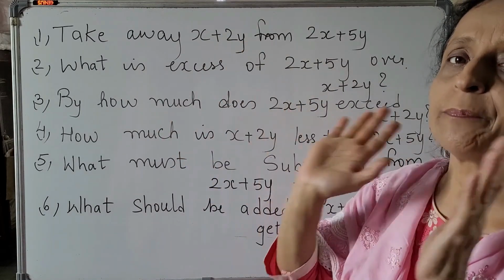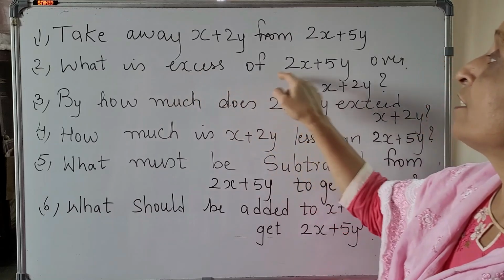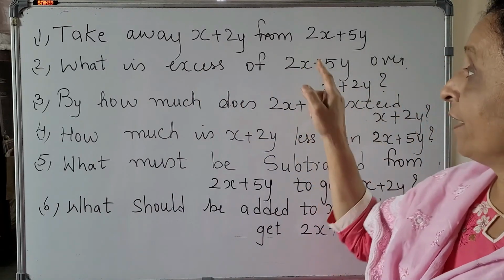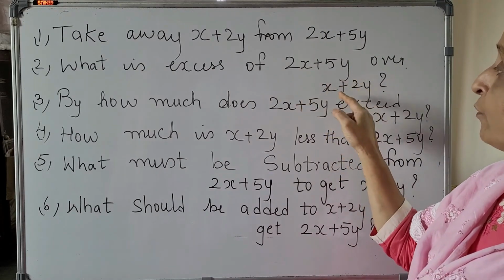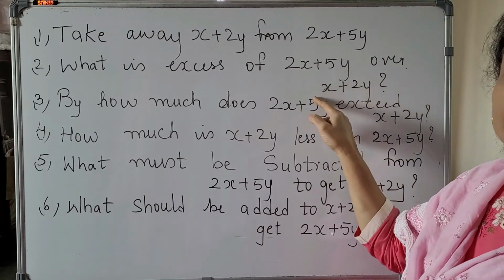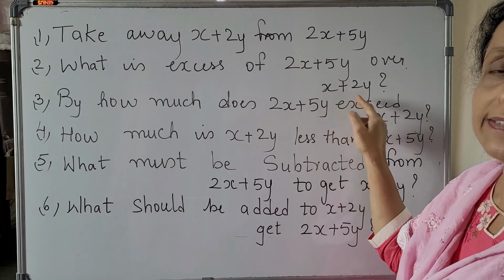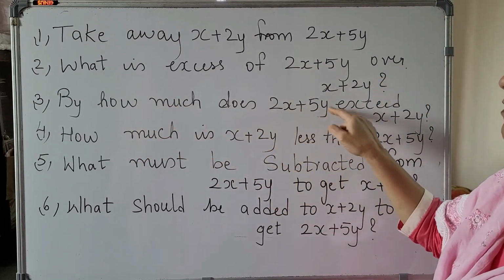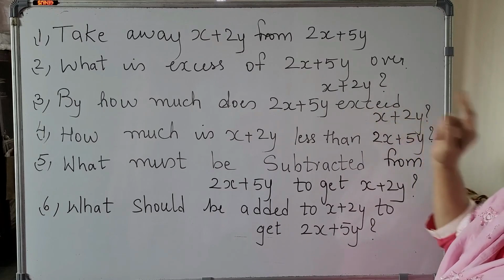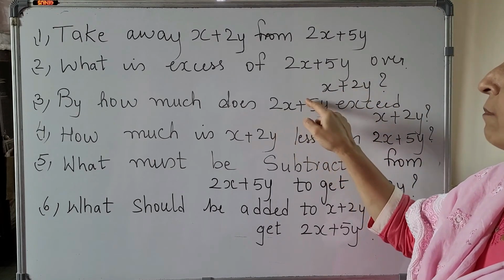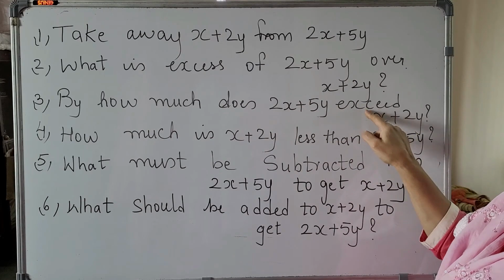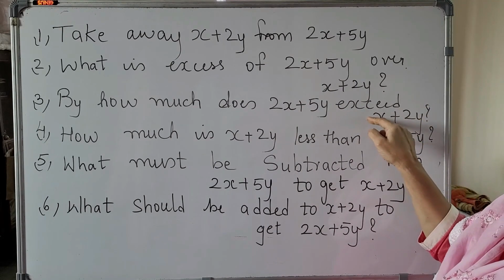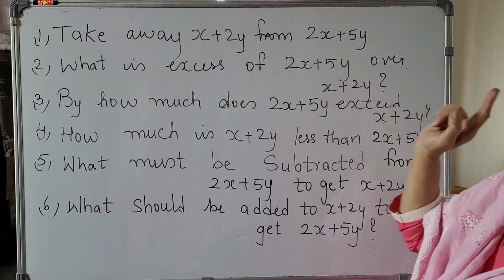What is the excess of 2x plus 5y over x plus 2y? Again, this is the bigger number. You have to subtract x plus 2y. Sign will change. Minus x minus 2y. By how much does 2x plus 5y exceed x plus 2y? Again, you have to subtract: 2x plus 5y minus, you can put in bracket, x plus 2y. When you open the bracket, it becomes minus x minus 2y.